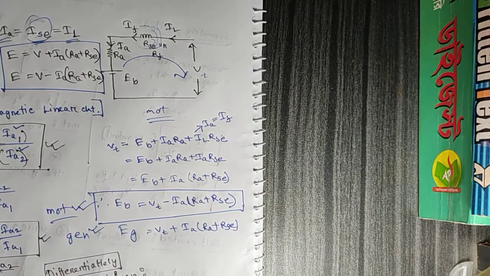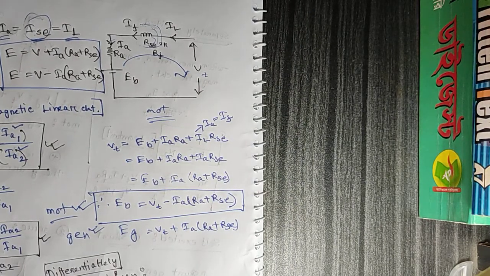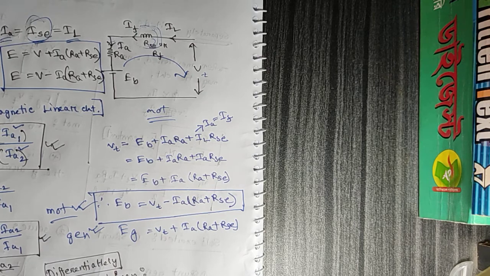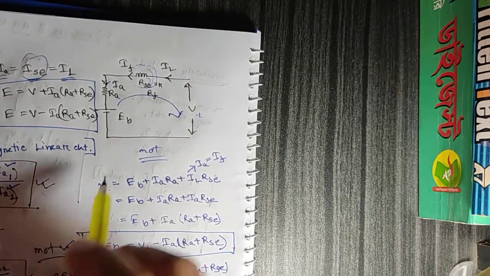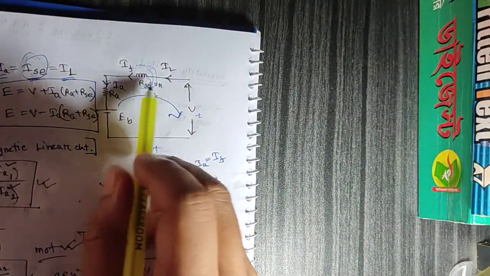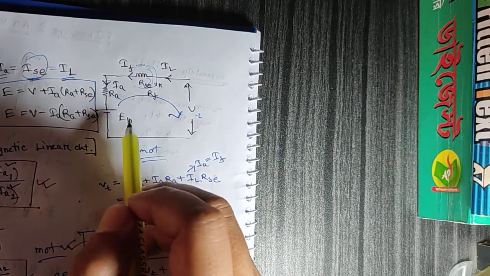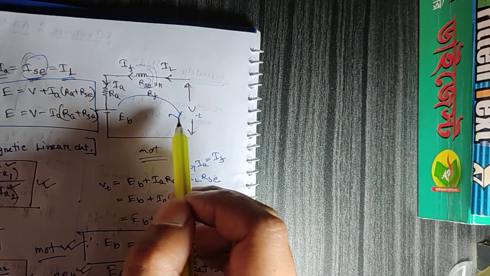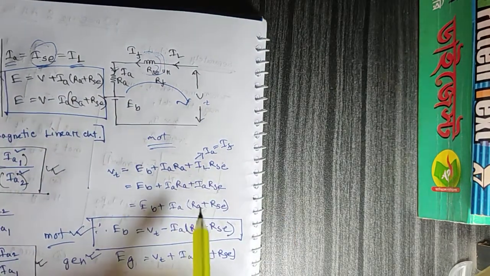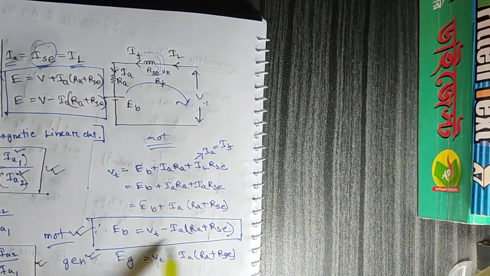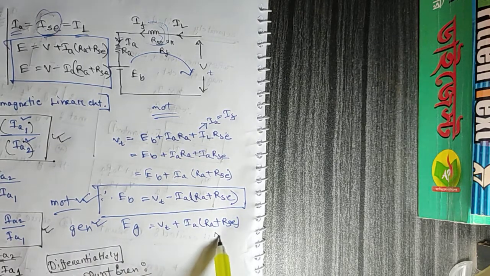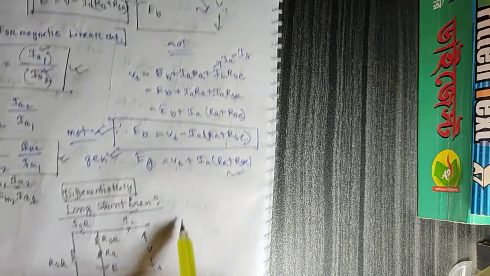And for the KVL equation, since you have seen the field winding is connected in series with the armature winding, you can find the drops by doing KVL. The KVL equation you can see here, I have written it, and this is for motor, this is for generator.